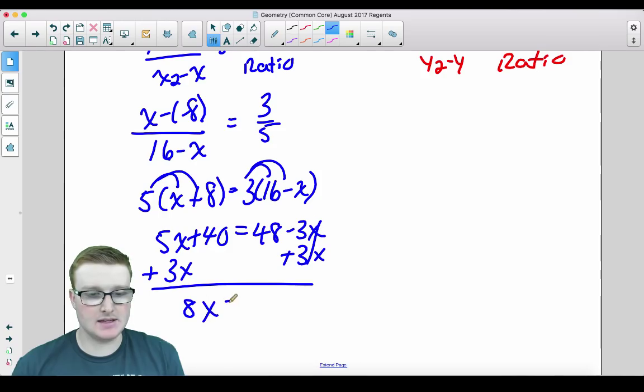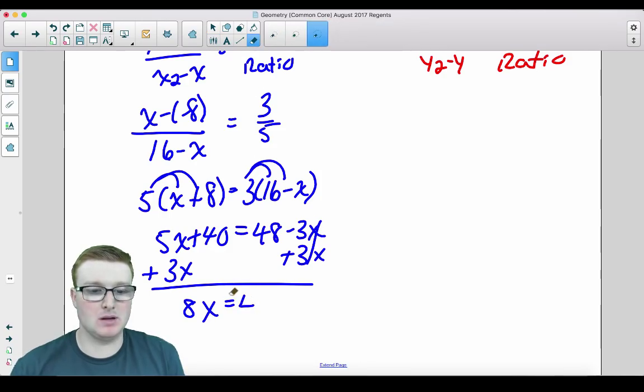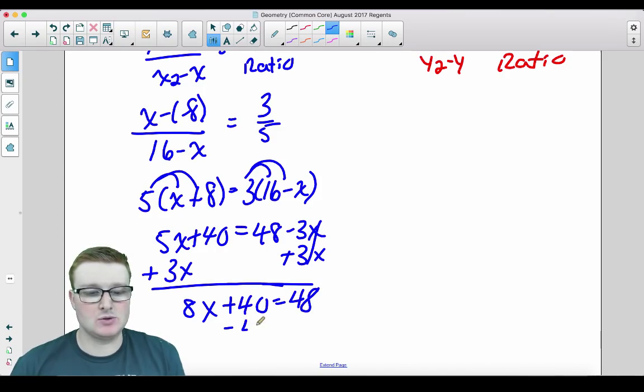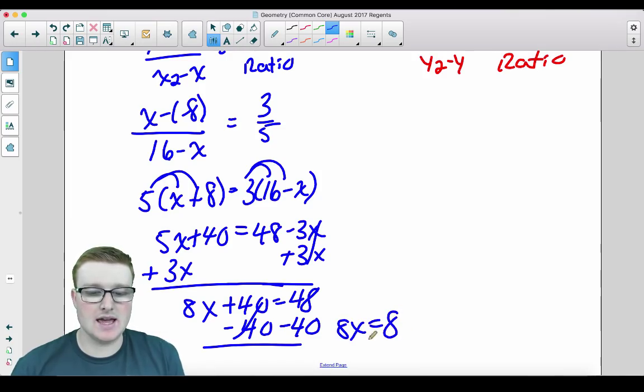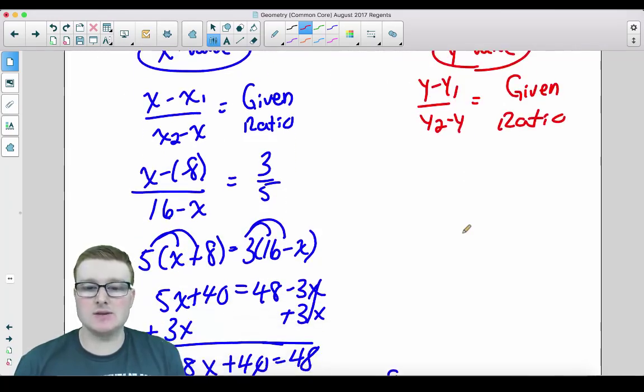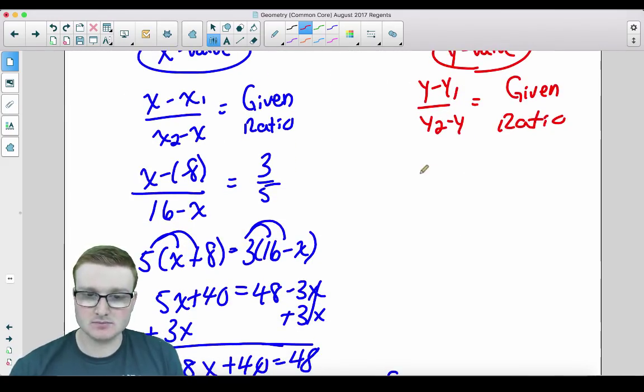Add the 3x on both sides. We get 8x plus 40 equals 48. Subtract the 40 on both sides. We get 8x equals 8. Divide by the 8 on both sides, and you get x equals 1. So that knocks it down to choice 1, people. Let me just show you how to get the y value, and you'll be good to go. So y plus 2.